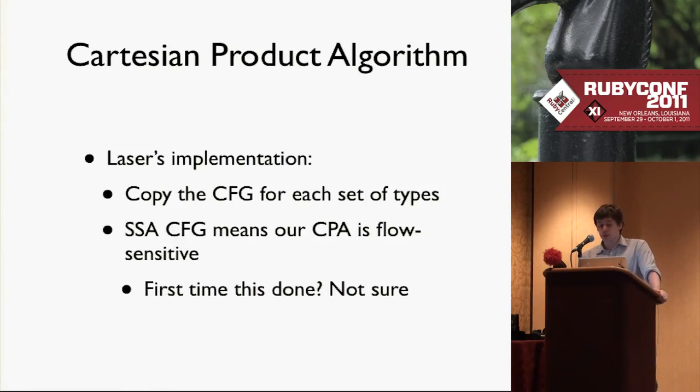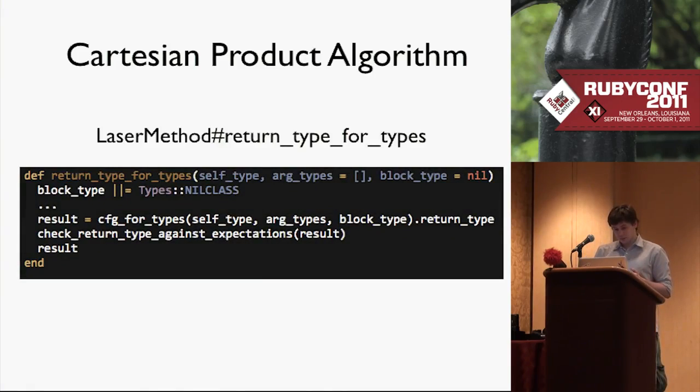All right, so Laser's implementation. For every single one of these combinations of the Cartesian product, it just duplicates the entire control flow graph. The fact that it's SSA means that we're flow sensitive. And this may be one of the first times someone's combined a flow-sensitive Cartesian product algorithm, or come up with one. I don't really know.